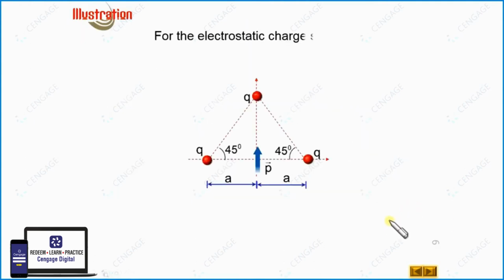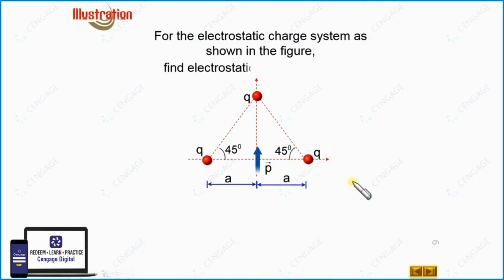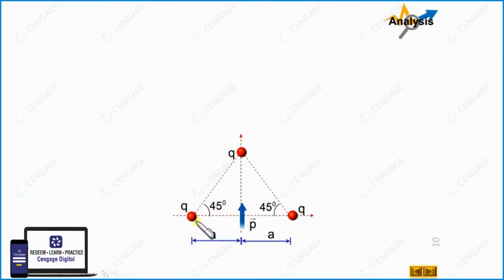In this illustration we can observe we have three charged particles of equal magnitude and same sign, and these three charged particles are placed at the vertices of this triangle. We also have one dipole having dipole moment P vector, and here we need to calculate the electrostatic potential energy of the system. So let us make the diagram on the next page.